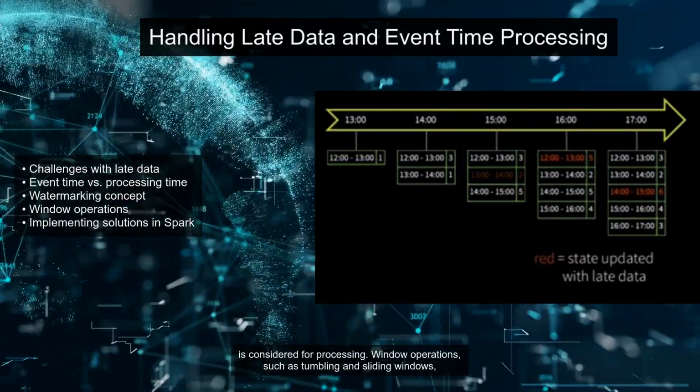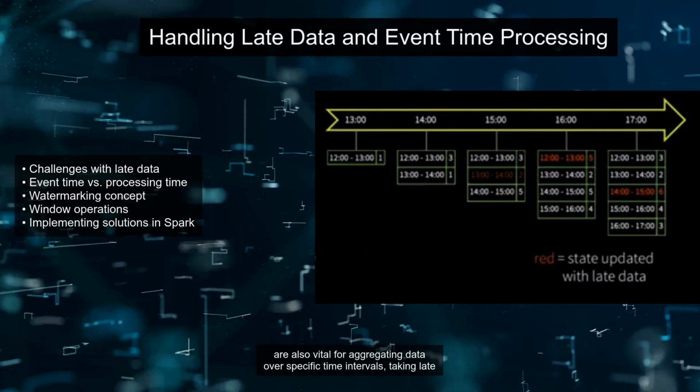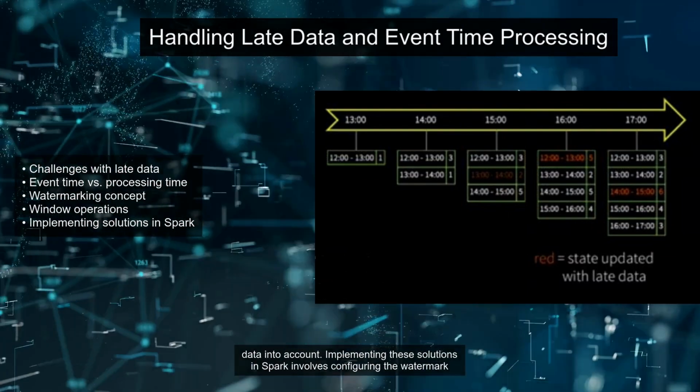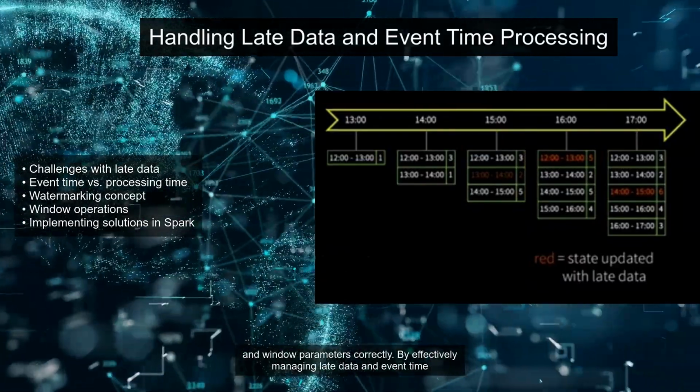Window operations, such as tumbling and sliding windows, are also vital for aggregating data over specific time intervals, taking late data into account. Implementing these solutions in Spark involves configuring the watermark and window parameters correctly.